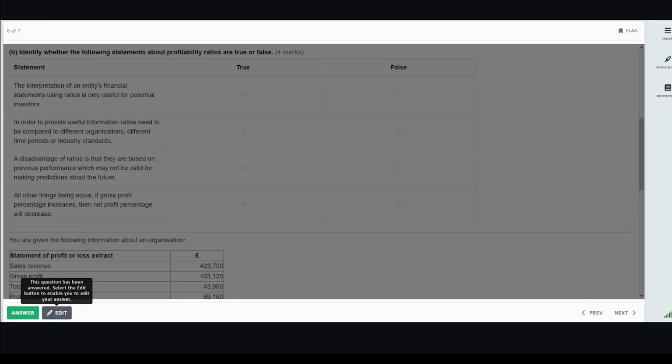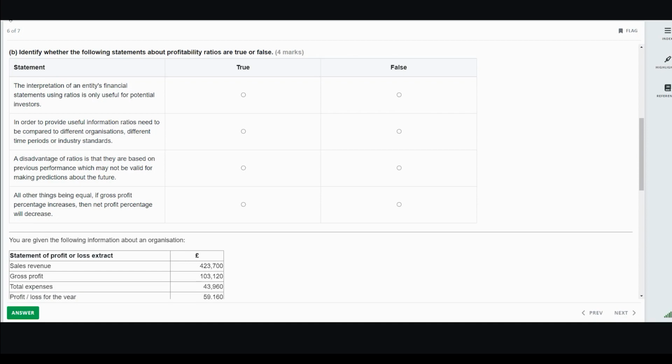So section B then. Identify whether the following statements about profitability ratios are true or false. Okay, so profitability ratios basically tell us how the business is doing. Interpretation of an entity's financial statements using ratios is only useful for potential investors. Well, that's got to be false, because we would look at ratio analysis and we'll look at profitability ratios to ensure that the business is doing what we need it to do.